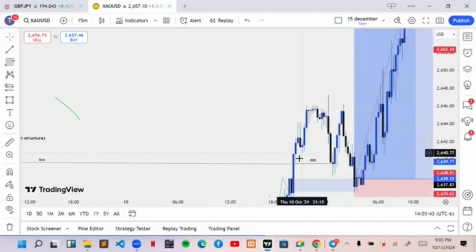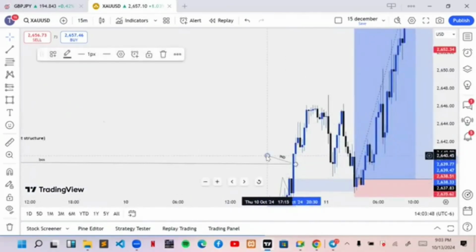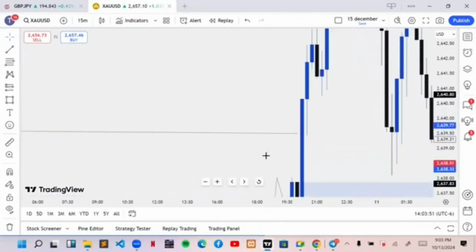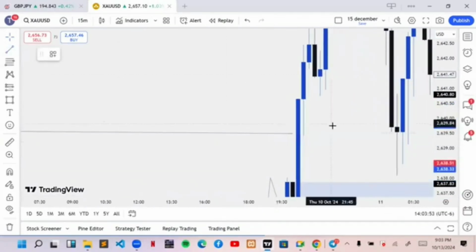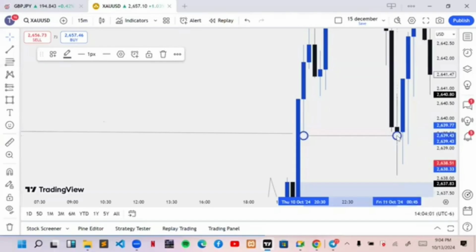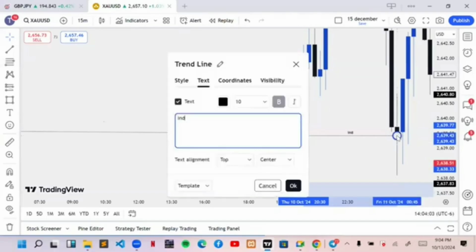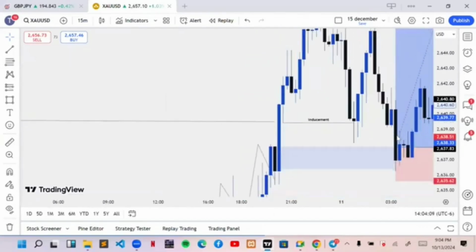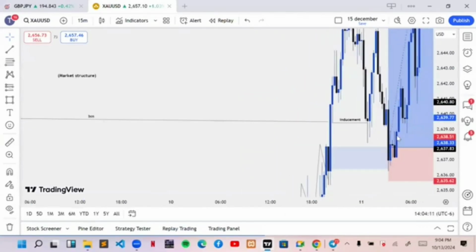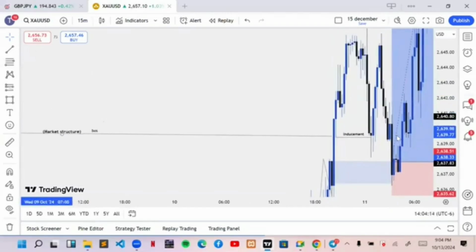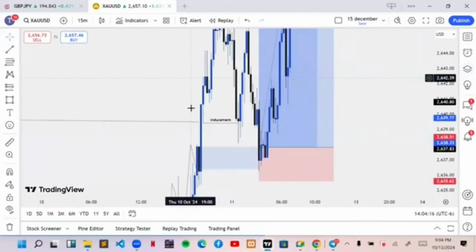So I told you it can be a single candle, it can be multiple candles. In this case, you can see this single candle right here. It is very clear. This is the inducement space. So I've gotten my market structure. This inducement is my liquidity. Then I will now look for point of interest.